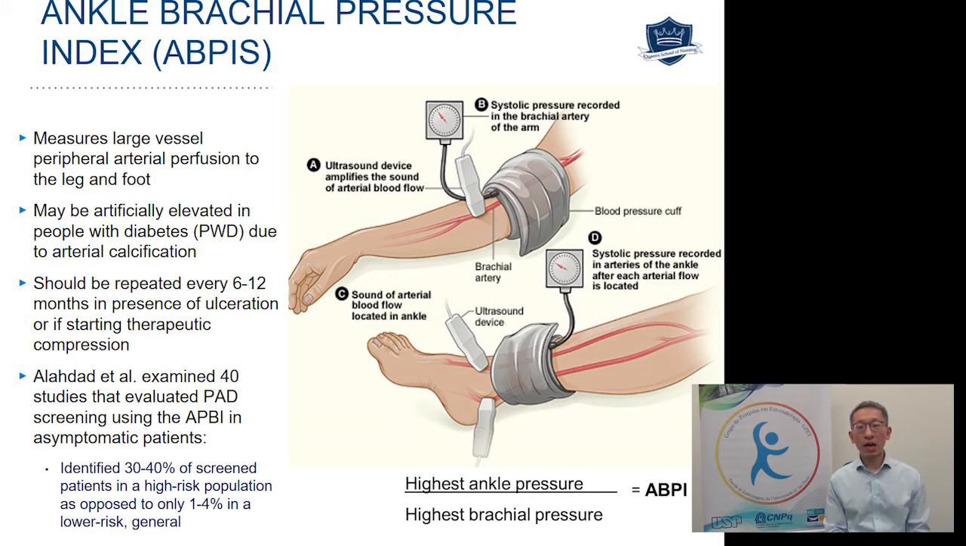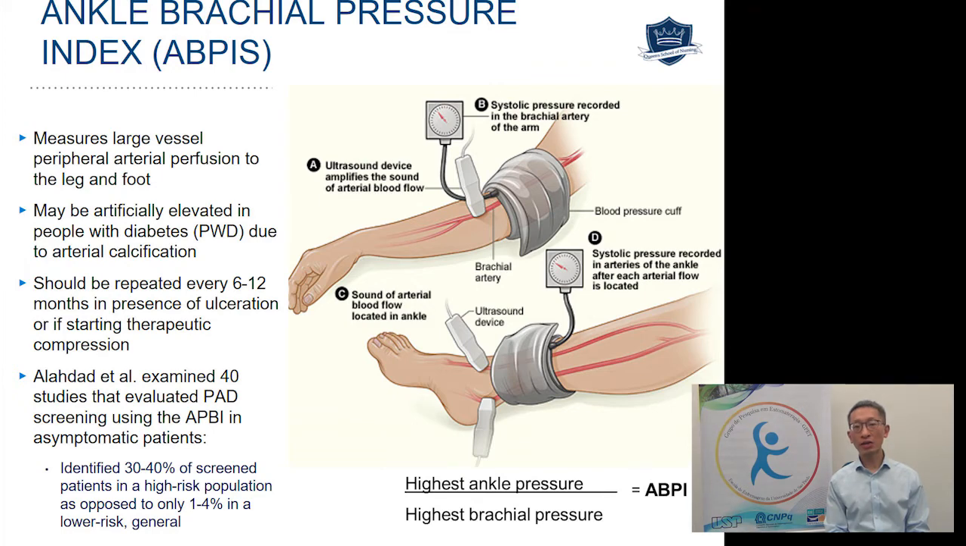So if the ABI is below 0.9, there's usually an indication there is arterial compromise. But we often say that if the ABI is 0.5 to 0.9, there should be enough blood flow to support healing. So this is a nice little diagram to show you how we obtain the ankle brachial pressure index.